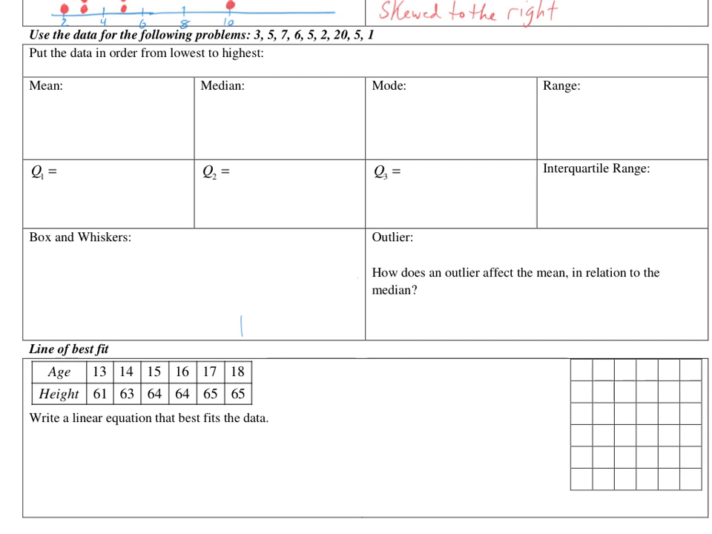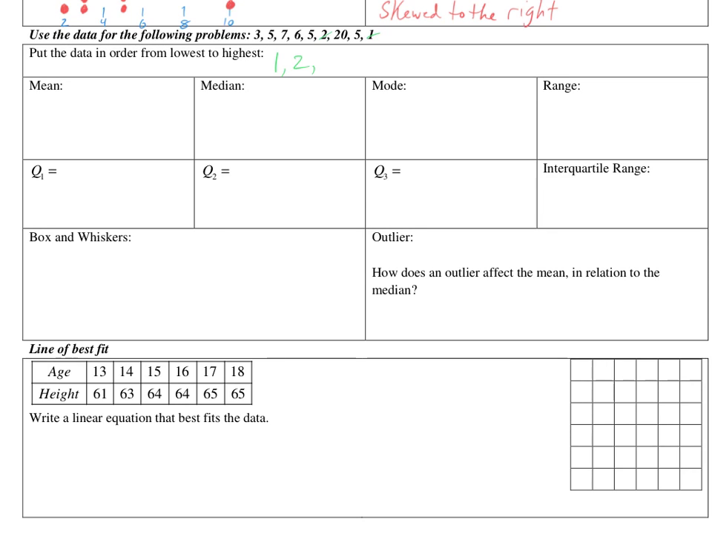Okay? So I want to put it from lowest to highest. So what would be my lowest number? Looks like a 1. And then I cross it out so I don't do it twice. What's my next lowest? Is that a 2? You're just putting it from lowest to highest, and you want to cross it out so you don't miss one.